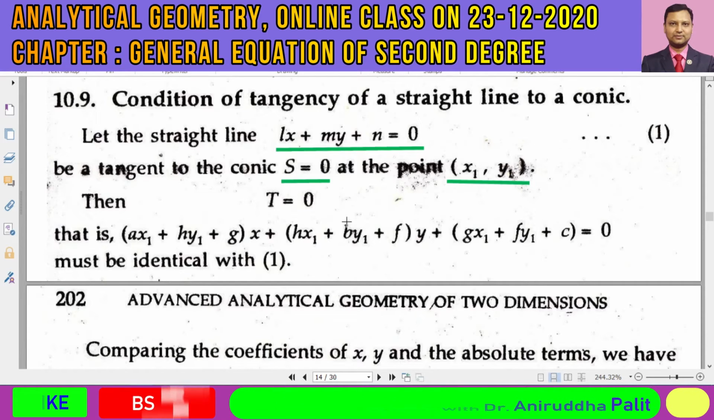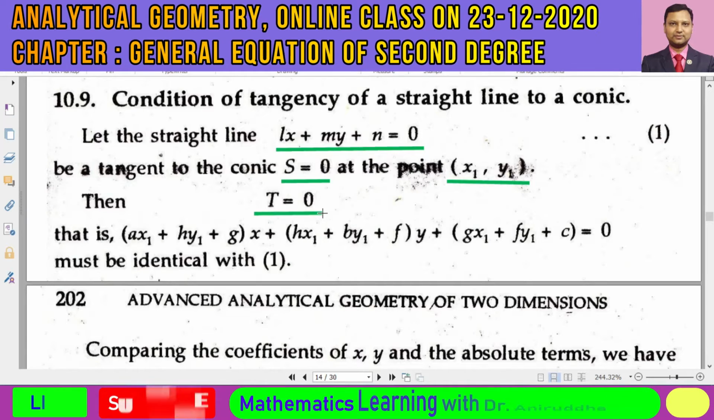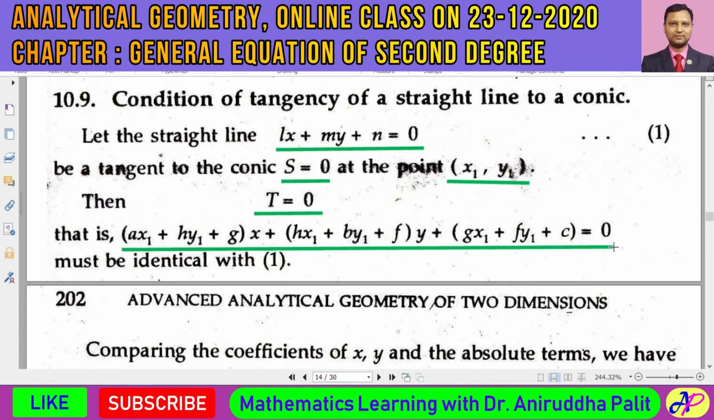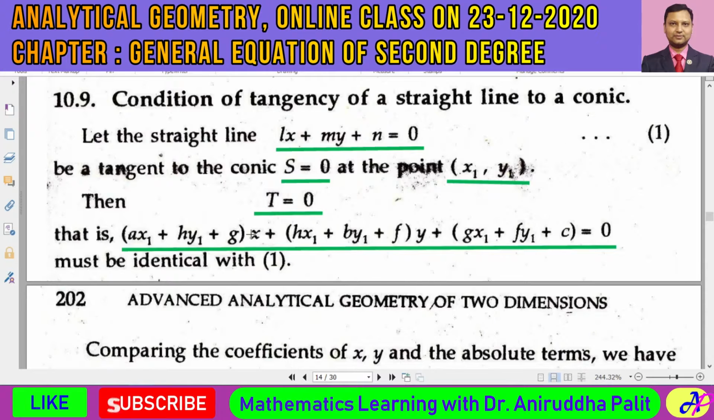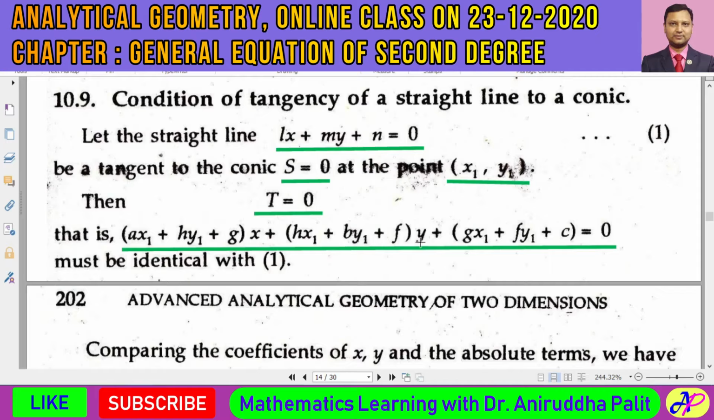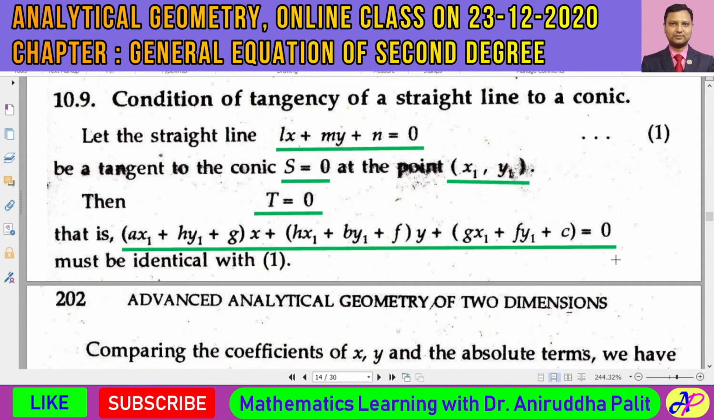We know that the equation of the tangent at the point x1, y1 on the conic can be written by this formula T equals 0. Elaborately speaking, this would be the expression of T equals 0. If you separate the coefficient of x, it would be ax1 plus hy1 plus g. Then the coefficient of y would be hx1 plus by1 plus f, into y, and the remaining constant term would be gx1 plus fy1 plus c. This would be the total elaborate expression of the tangent T equals 0 at the point x1, y1.